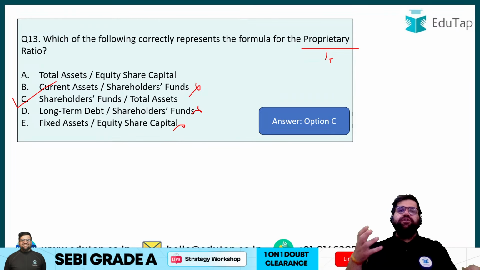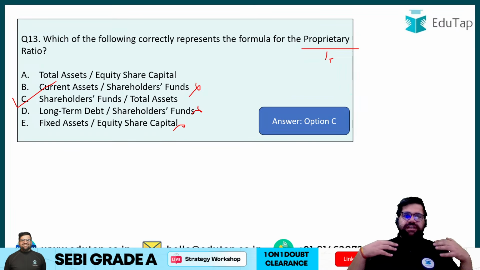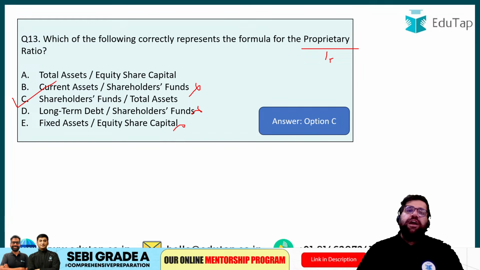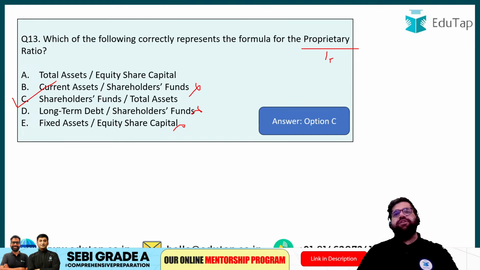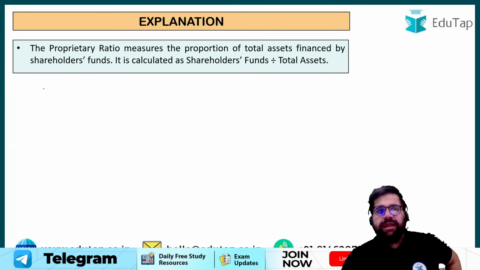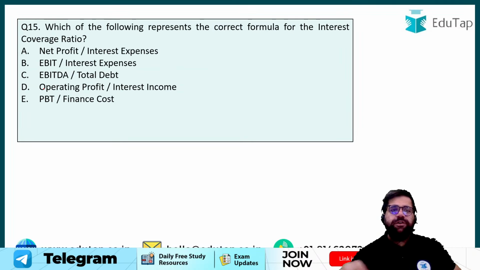Proprietary ratio basically means that out of the total funds which I have, how much are in relation to the total assets? Or you can say how much of my total assets are covered by my shareholder funds. So the correct answer will be option C over here. This was again a good question because I can see many of you have not answered it correctly.